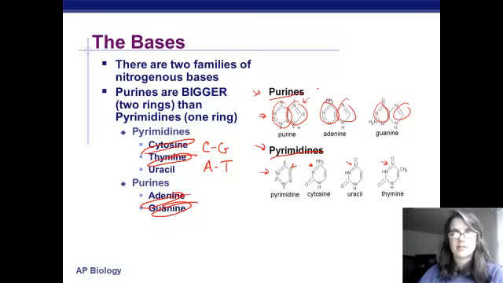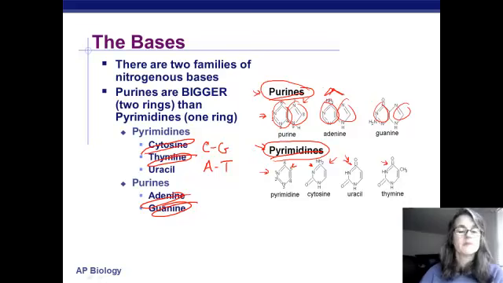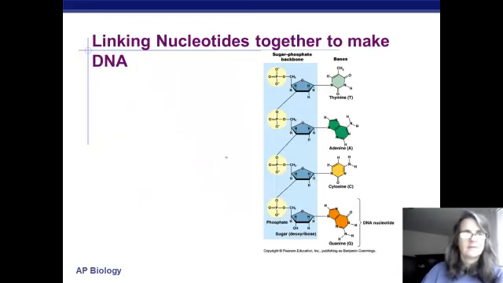I can remember by shape. Purines, the small word is the larger molecule. The big word is the smaller single ring molecule. But what is most critical for you, remember, is how they are paired. C to G, A to T, okay?